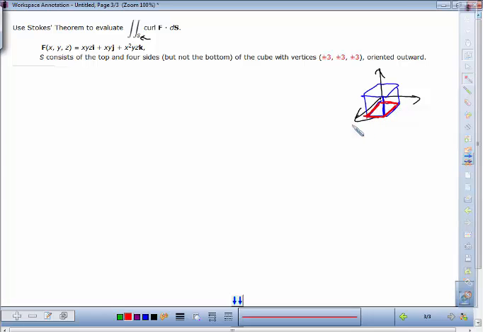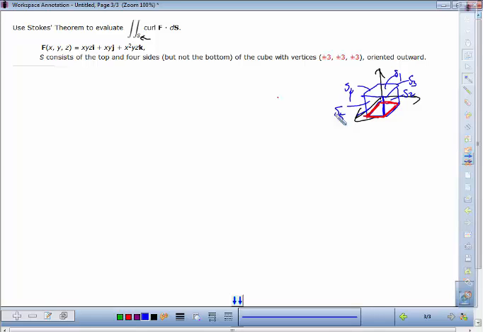If we were to do this directly using flux integrals, 1, 2, 3, 4, 5, we would have to do 5 flux integrals, right? We'd have to do one for each surface: surface 1, surface 2, surface 3, surface 4, and surface 5. So there's 5 surfaces to deal with, and technically we would have to parameterize each one of those surfaces and then find limits and stuff like that. So that seems like it's going to be too much.